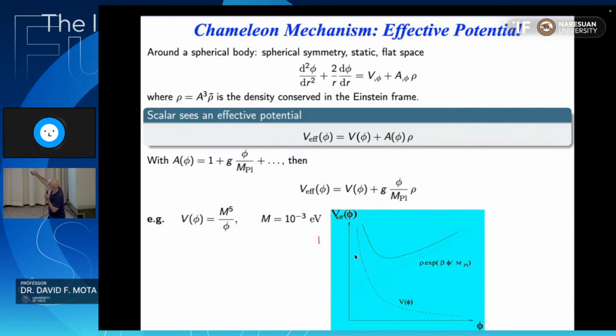The effective potential is this solid line, and that's what the scalar field is going to see. As you can see, when the energy density of matter changes, when rho is very high, like on Earth, the density is very high, then this value will change to a very high density. If rho goes to 0, then it will change this effective potential. So the scalar field has an effective potential which now depends on the energy density of the matter.